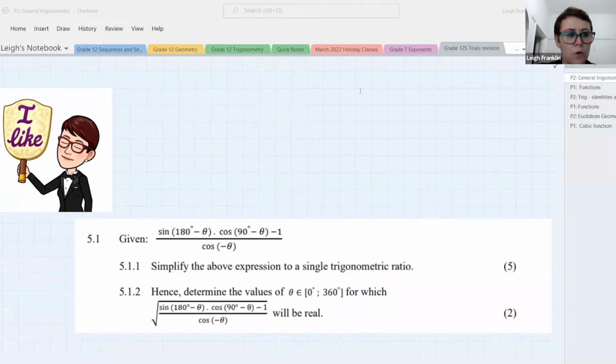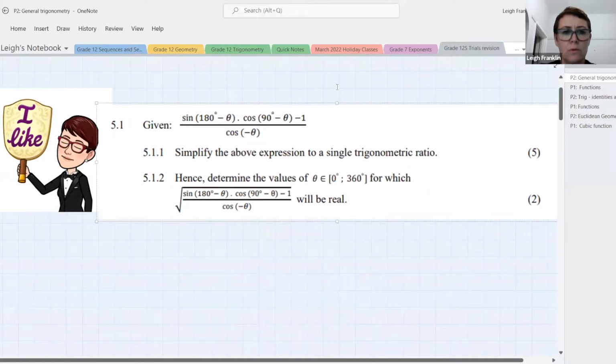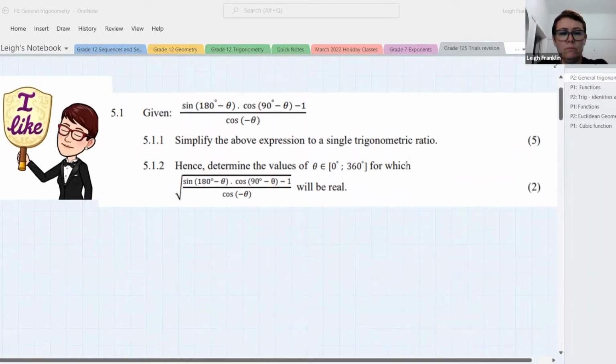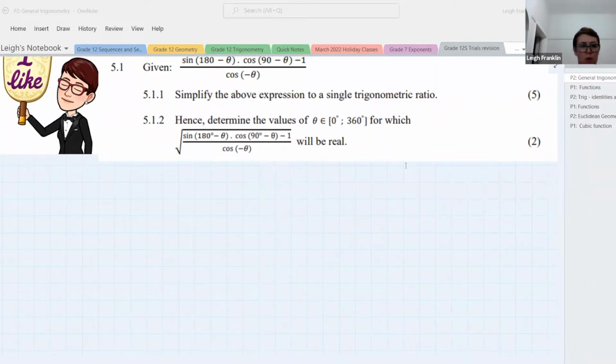Okay, so Mohammed, you've got an answer already. That's cool. Okay, so if you feel that you've done 5.1.1 successfully, you're welcome to try 5.1.2.